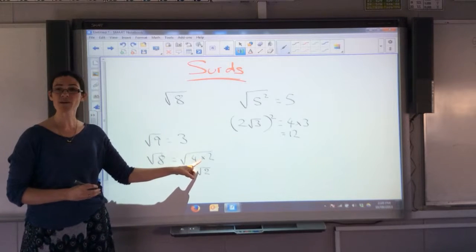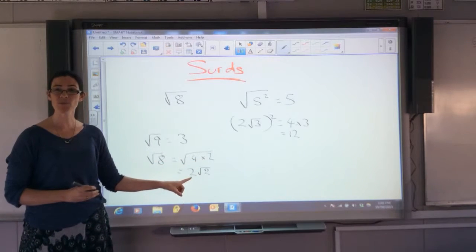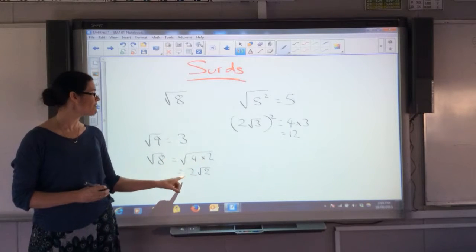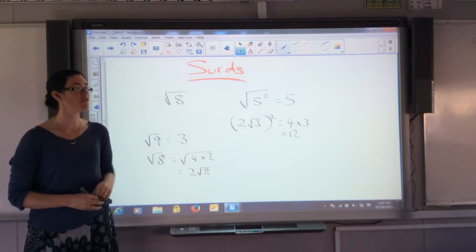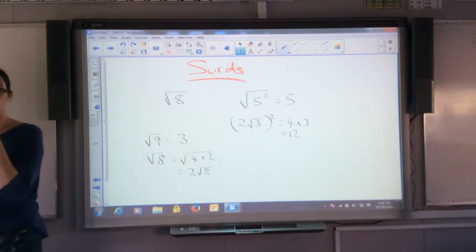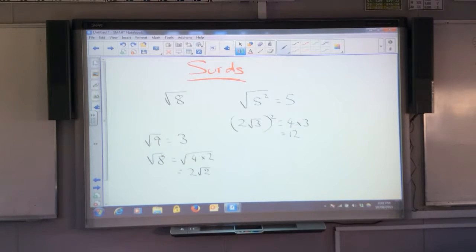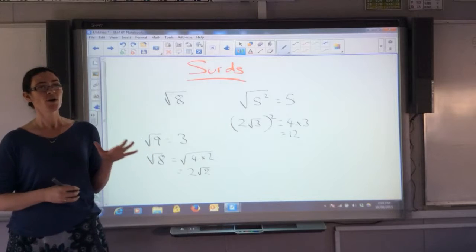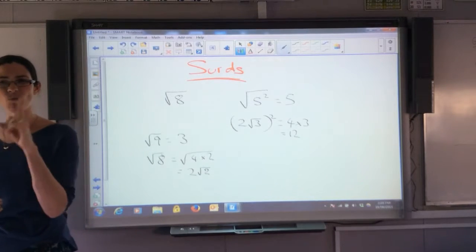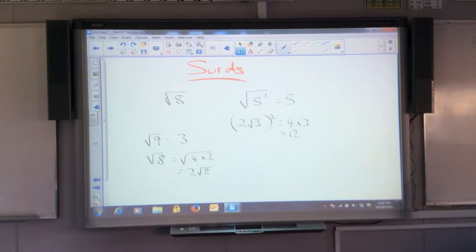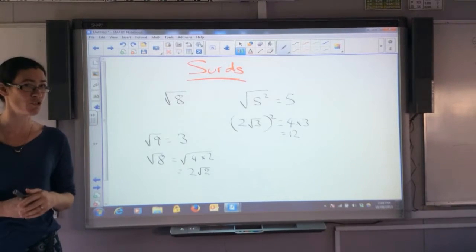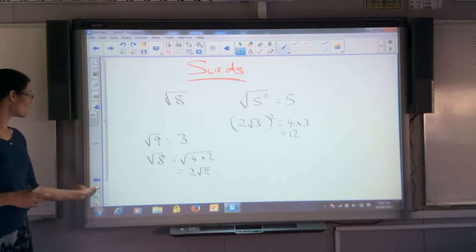Note that the times disappeared. Why did it disappear? Because we know if there's no operation, it's an invisible times. So this surd is now fully simplified because the number 2 has no perfect squares that go into it except 1. And there's no point rewriting it as 1 times 2, because it's still going to have a root 2 there. Alright, let's look at another one.